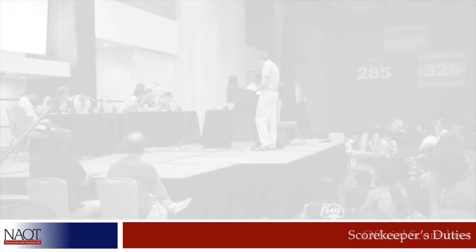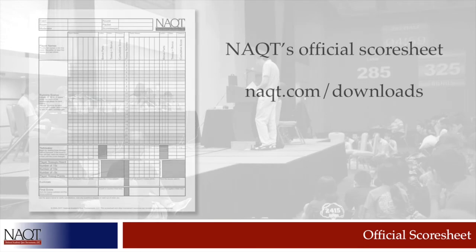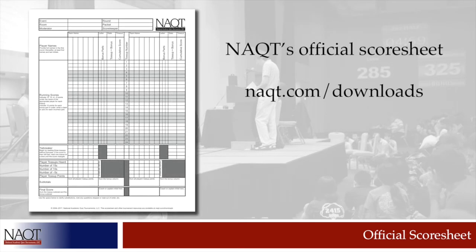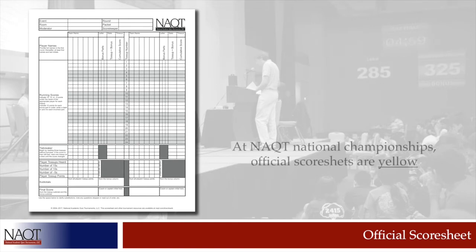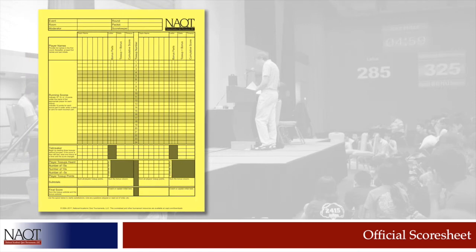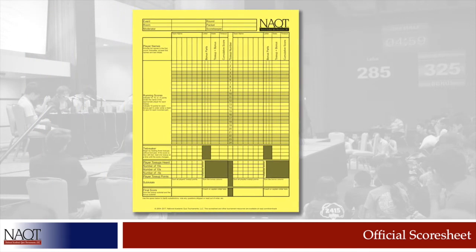The official NAQT score sheet is available online at naqt.com/downloads. Please take a moment to download and print a copy to follow along. You can also find an example of a correctly completed score sheet for your reference. At NAQT's National Championship tournaments, official score sheets are always yellow. White sheets are provided to teams and should not be used as official score sheets.